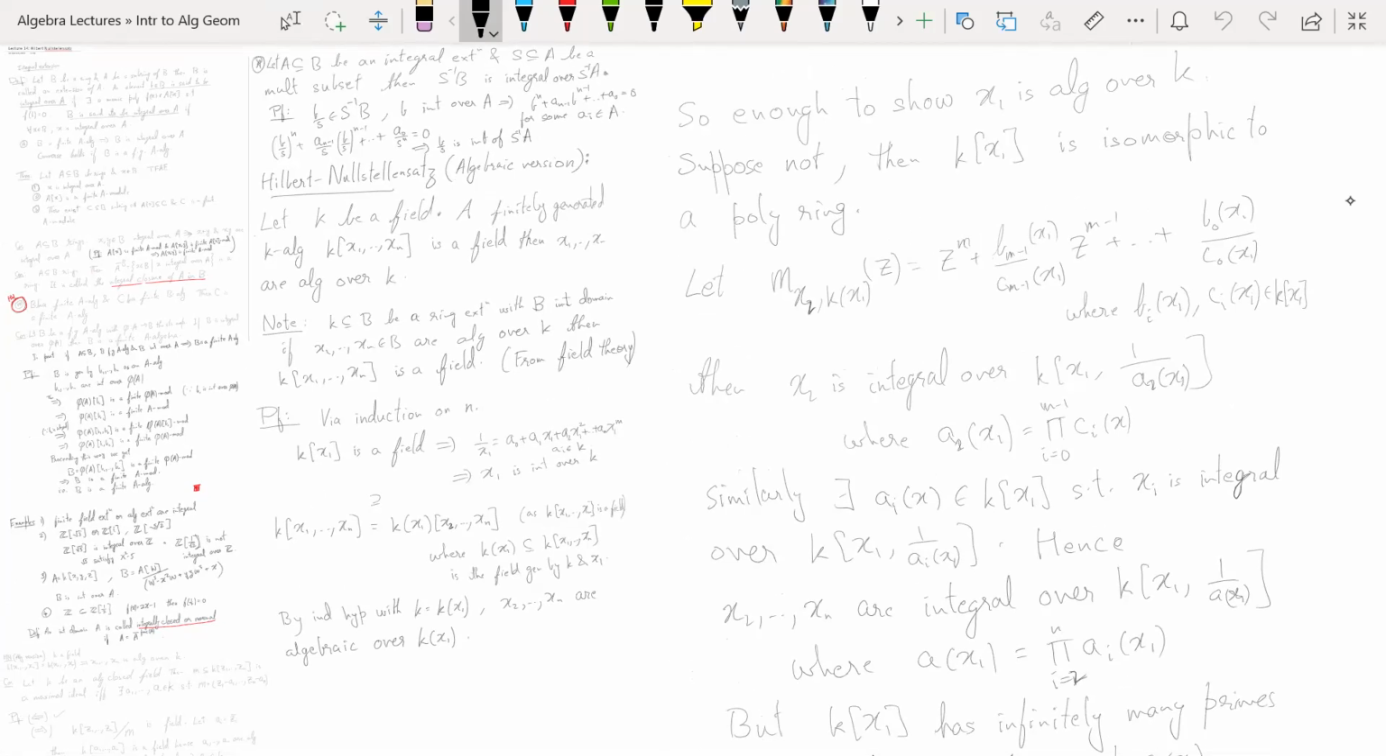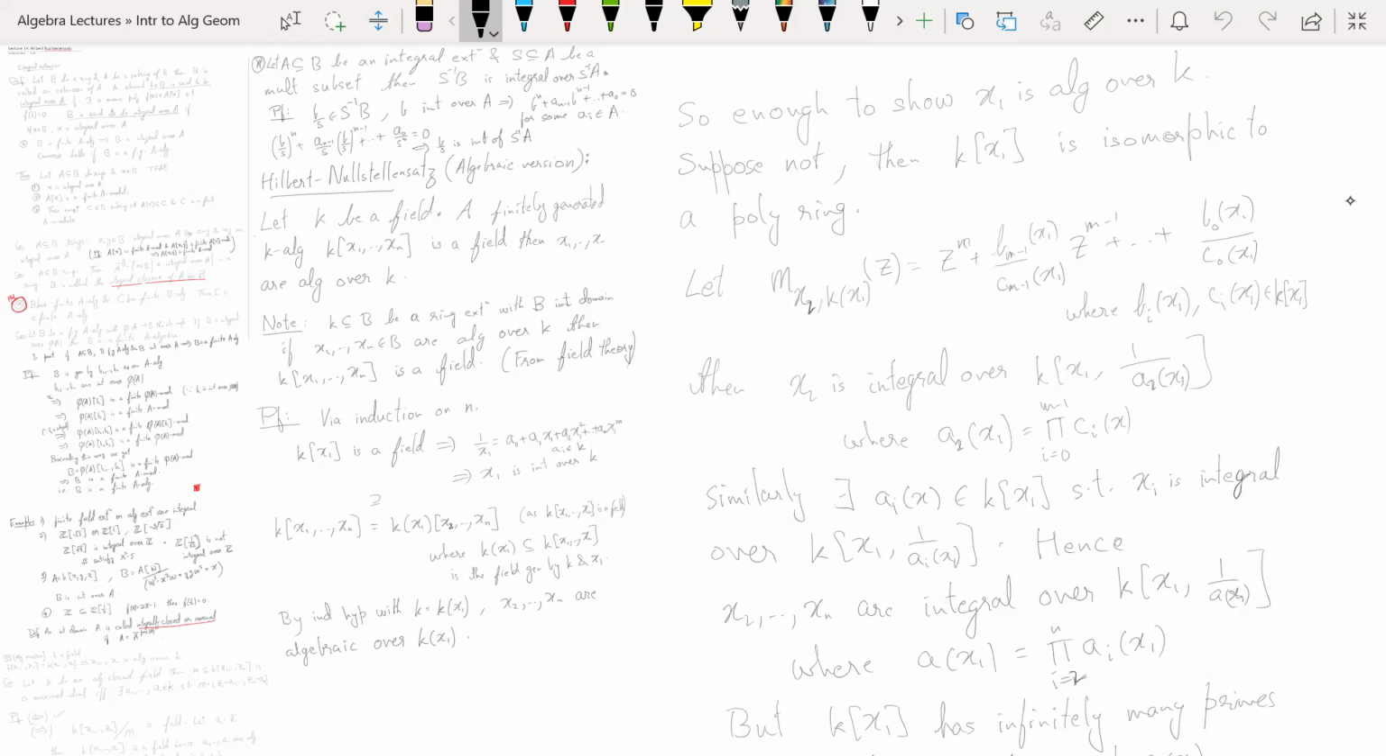And the problem with the polynomial ring is it has too many primes. So the point is, you are saying that after adjoining x2 to xn, you have inverted everything in k(x1). And that can't happen in a polynomial ring.